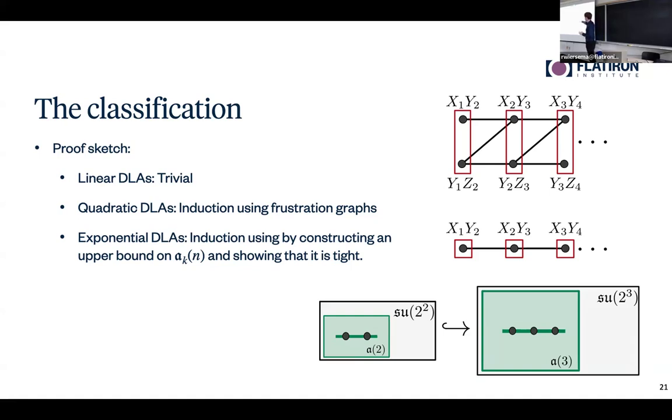The trickiest ones are these exponential DLAs. There's, I think, maybe 15 of them, and there you need to do some pretty complicated proof that I don't think I can quickly explain. But yeah, that's sort of the setup: basically you can do it with a computer, and then this you need to do some actual math.